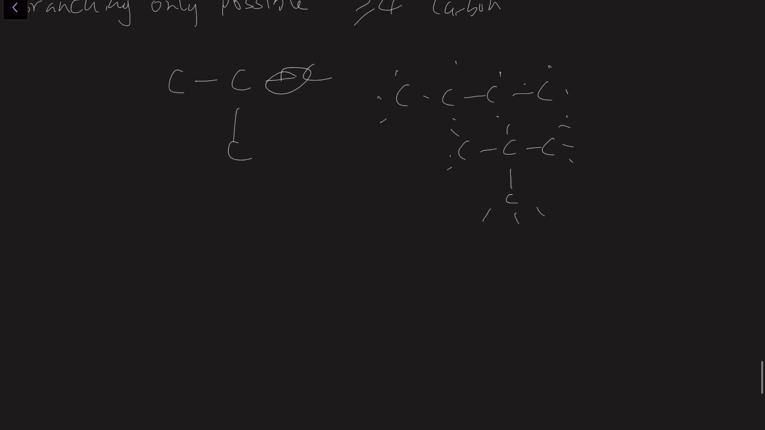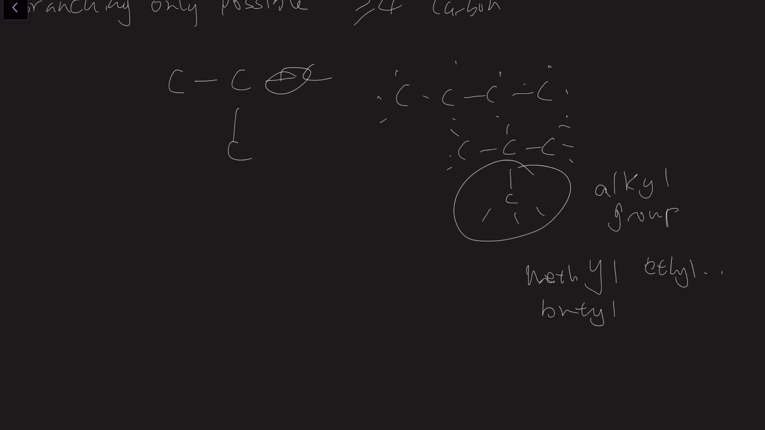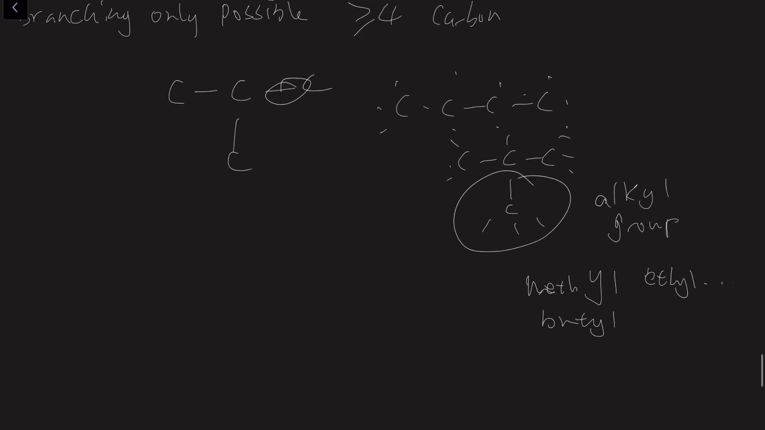So this branching out is called alkyl group. So that's why everything ends with YL. So you have the methyl group, butyl group, ethyl group, things like that. So this is called the chain isomer.